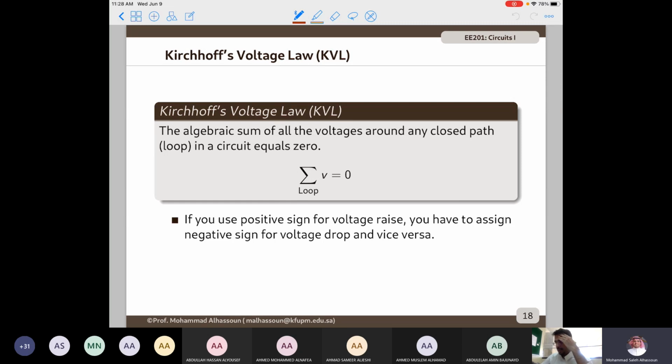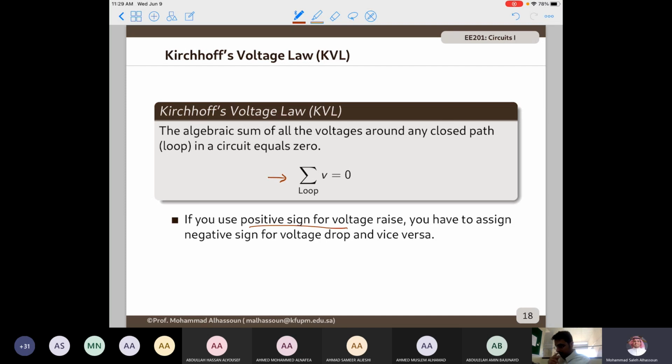So for KVL, Kirchhoff's voltage law states that the algebraic sum of all voltages around any closed path in the circuit is equal to 0. So if you sum all the voltages across every loop, you should get 0. If you assign a positive sign for the voltage rise, you should get a negative sign for the voltage drop.